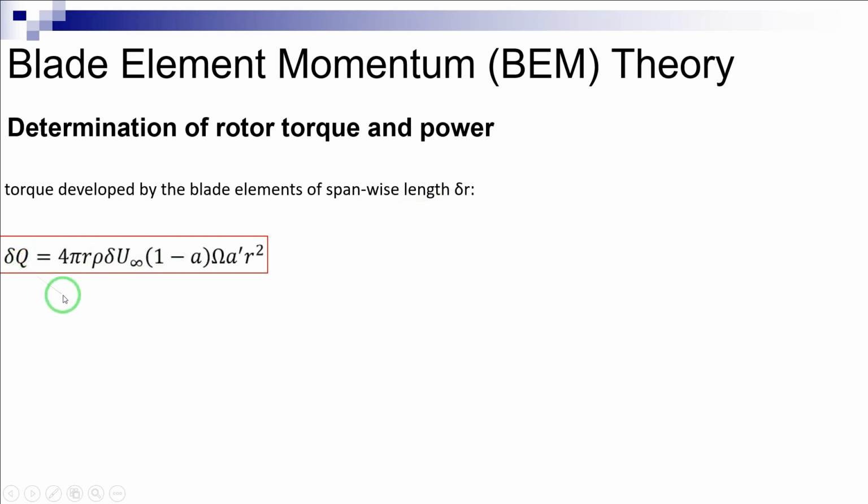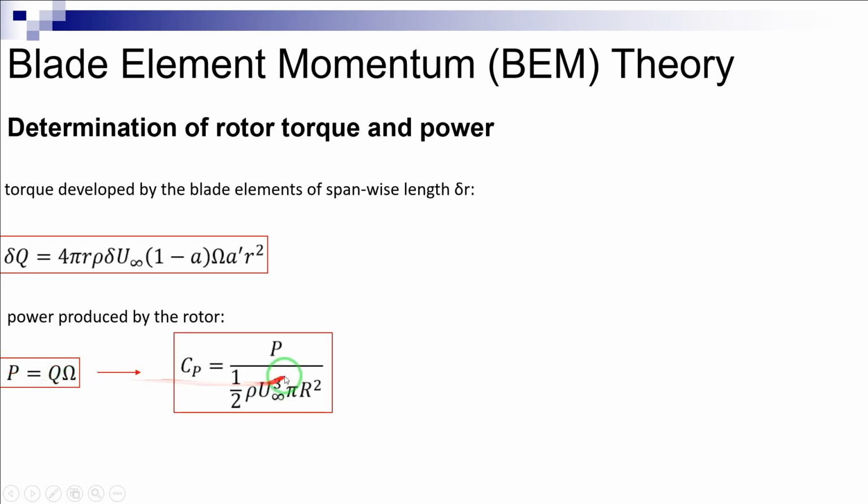Okay, using the total torque Q, it is possible to calculate the power produced by the rotor using this equation. P equals Q times omega. The power coefficient is estimated using this equation. Solving the blade element momentum equations provides a series of values for the power and torque coefficients, which are functions of the tip speed ratio.